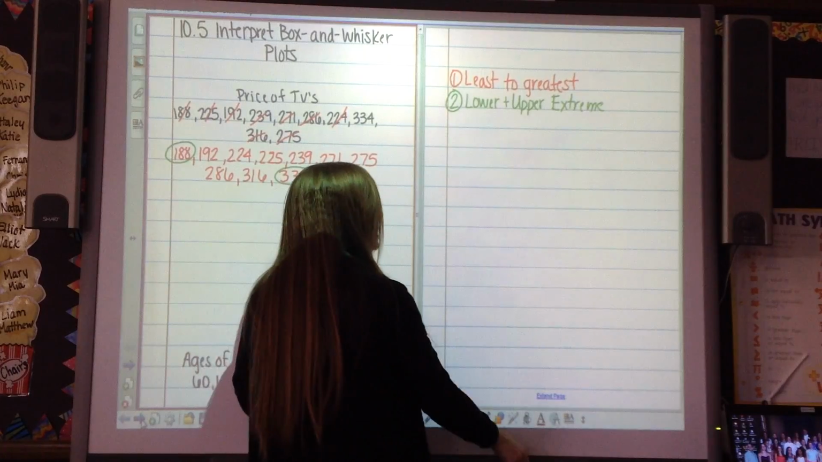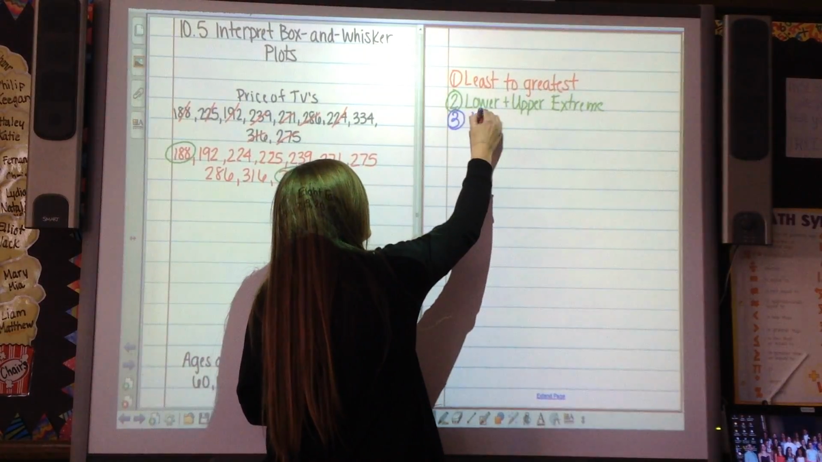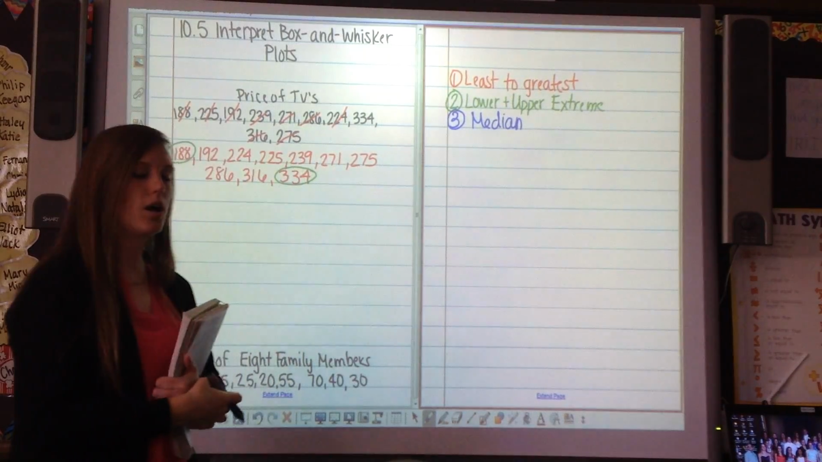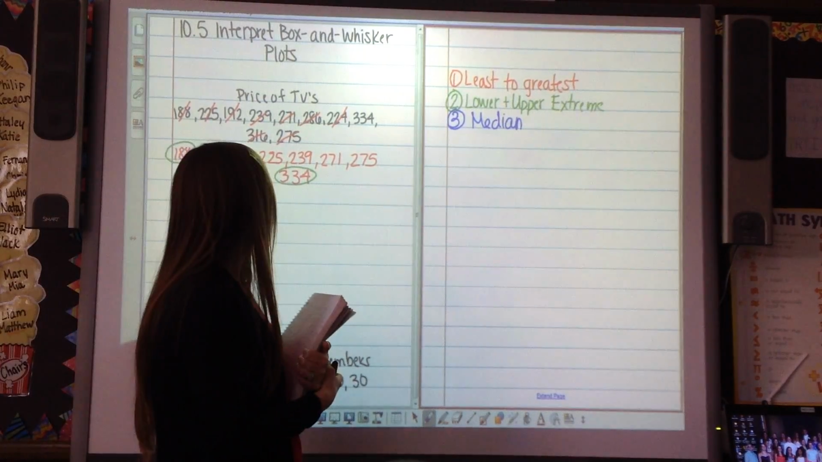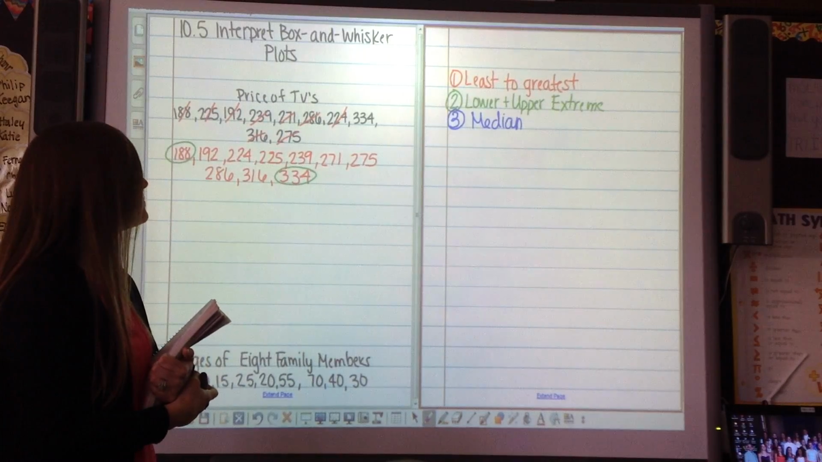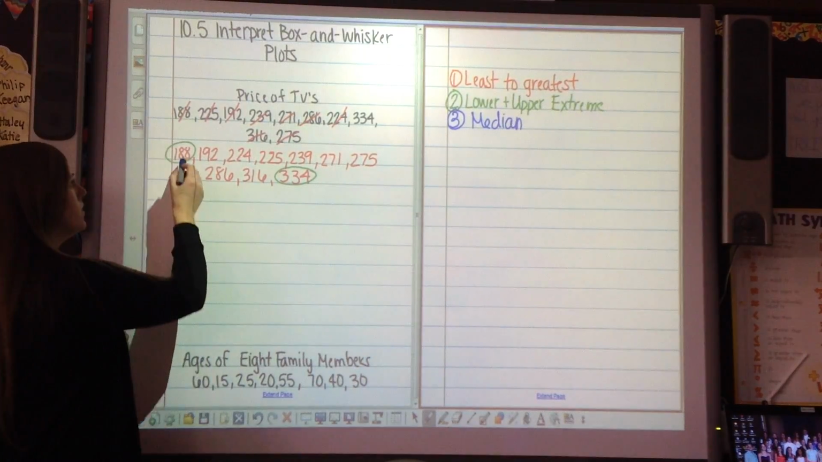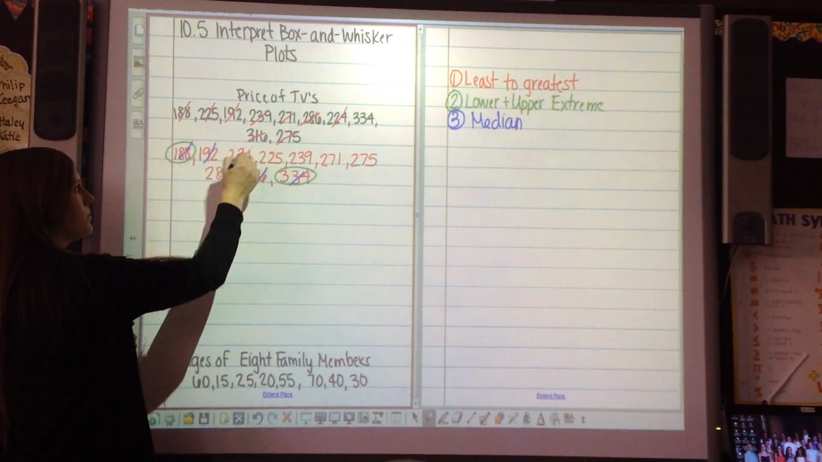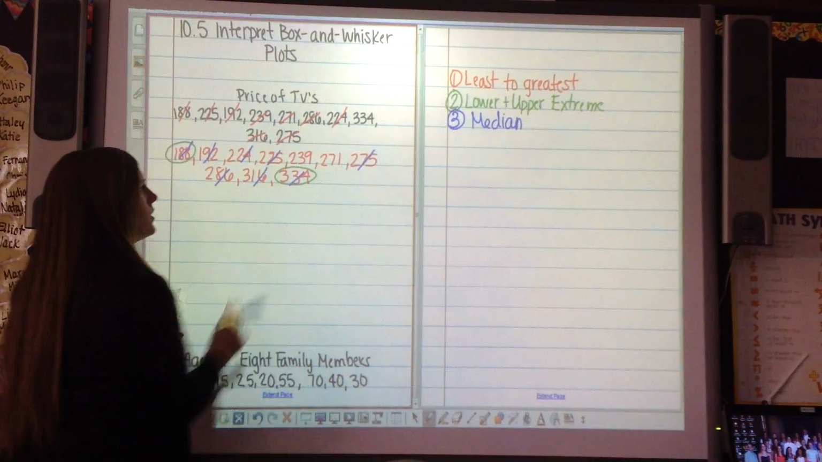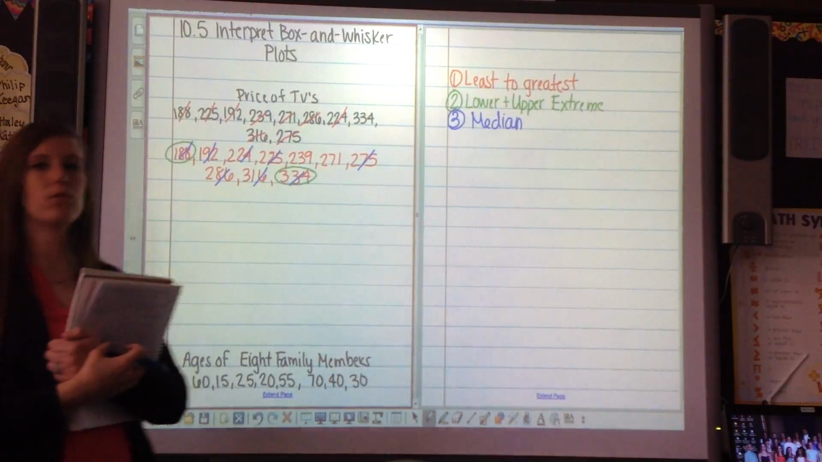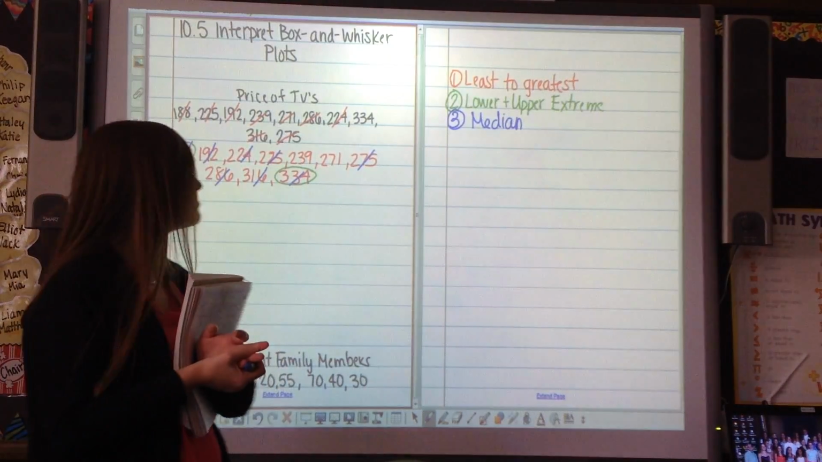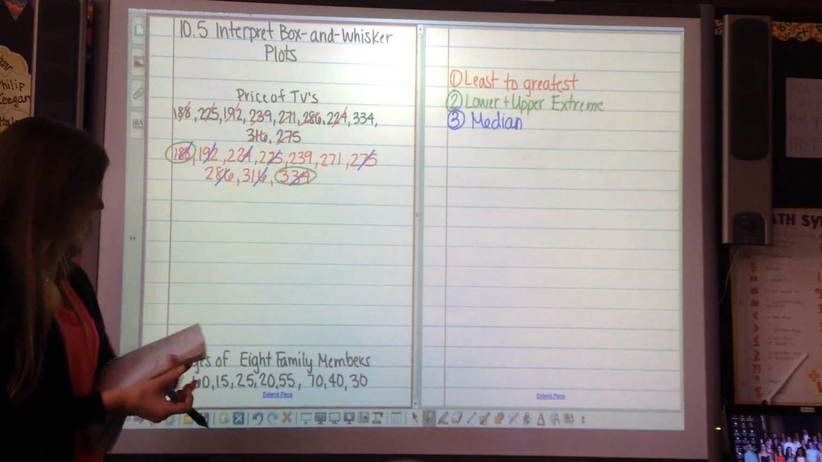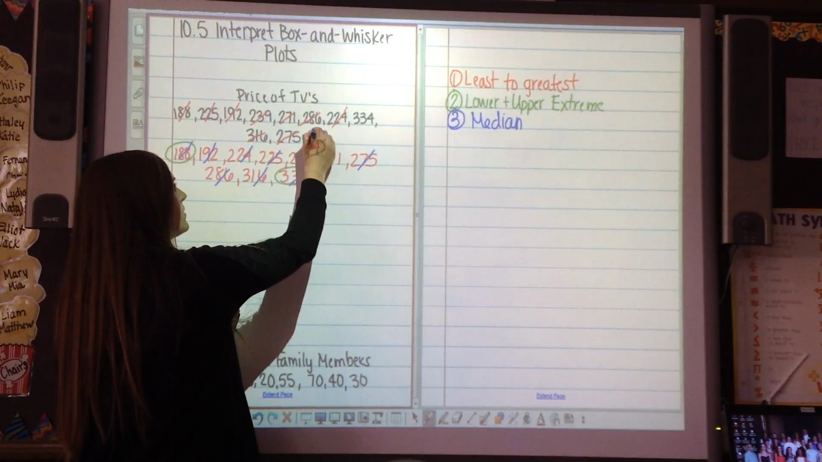Next, I'm going to find the median, or this is also called the second quartile. So to find the median, I'm going to cross off one from the beginning, one from the end. I'm going to notice I'm stuck between 2 numbers. To find the middle of those 2 numbers, I'm going to add them up and divide by 2. After I did that, I got 255.